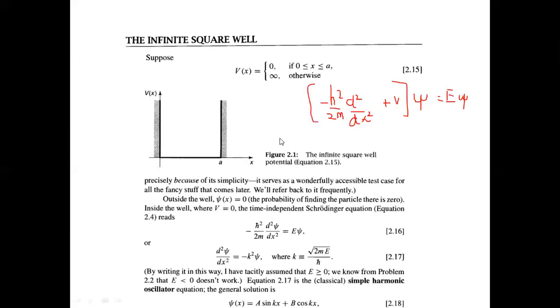So we substitute that, and we substitute the value of k here, and we have obtained the solution for the infinite square well.